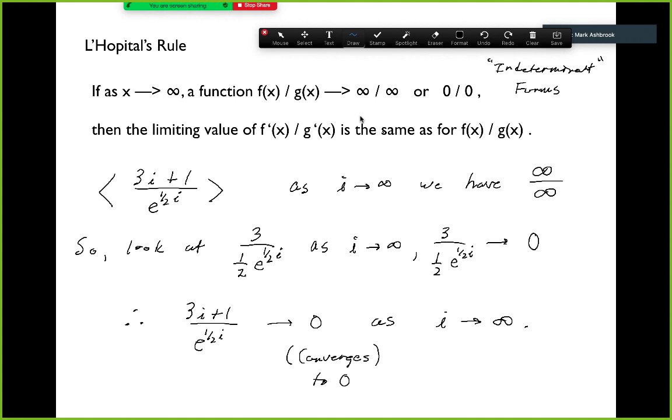Okay, questions on that? Can you use this on natural log functions, or would that be a different rule? As long as the ratio, as your index gets big, is infinity over infinity or 0 over 0, you can use it. Does negative infinity work too? Yes, exactly. A negative on one or both of these wouldn't matter.